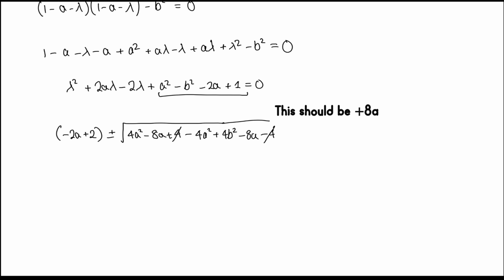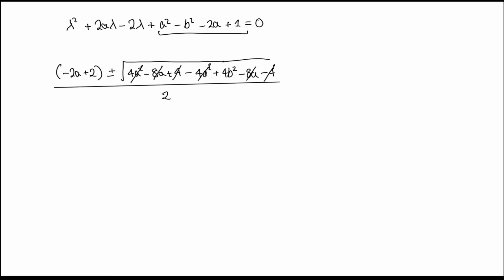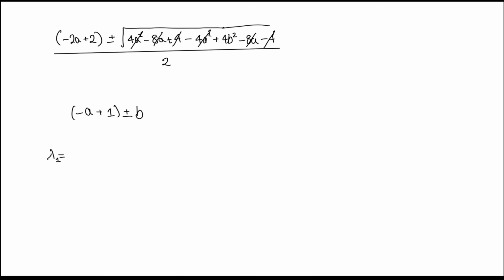So this and this cancel out, this and this cancel out, and this cancel out. And all of this is over 2a, so just over 2. So we get minus a plus 1 plus or minus square root of 4b squared is 2b. 2b divided by 2 is just b. It's plus or minus b. So our first eigenvalue is going to be minus a plus b plus 1. And our second eigenvalue will be minus a minus b plus 1.